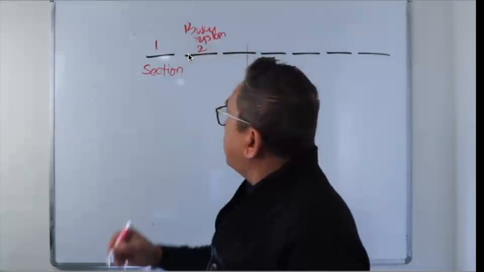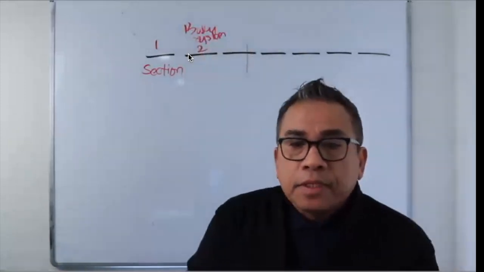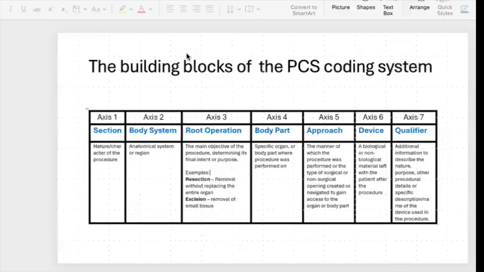Okay, so yeah, that's your number two axis. Look, the third axis is root operation. Okay, let's read what root operation is. The main objective of the procedure, determining its final intent or purpose.